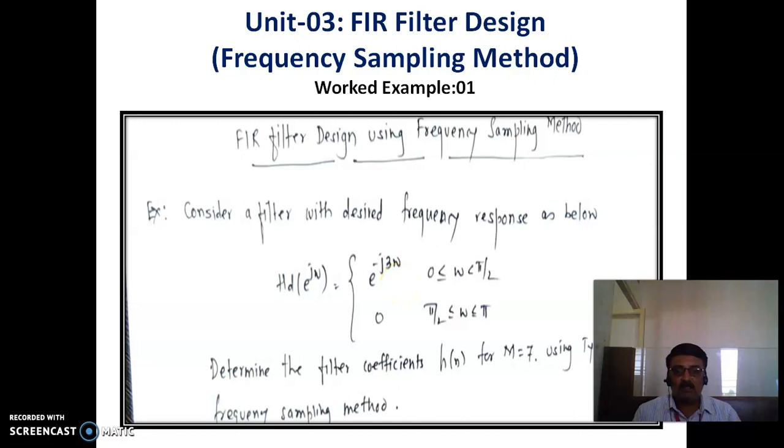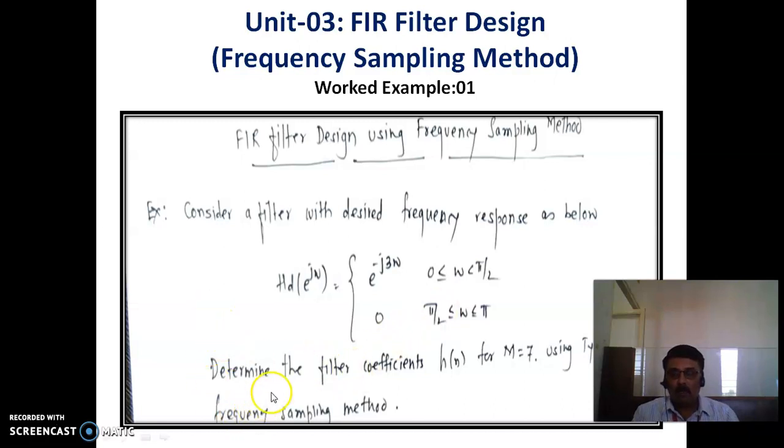And then the second point is that it varies only over a few periods, that is here 0 to pi by 2. You know that your frequency response will vary from minus pi to plus pi. So within this, over which area does the given frequency response vary? Here in the problem it is 0 to pi by 2, right? And then pi by 2 to pi is 0.